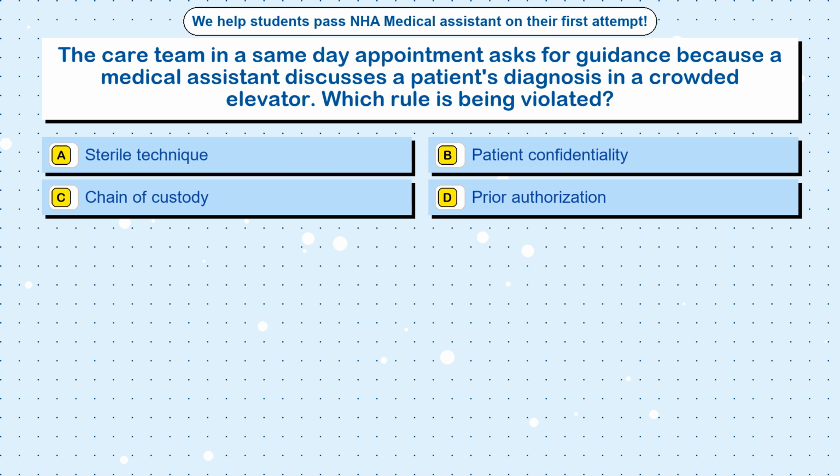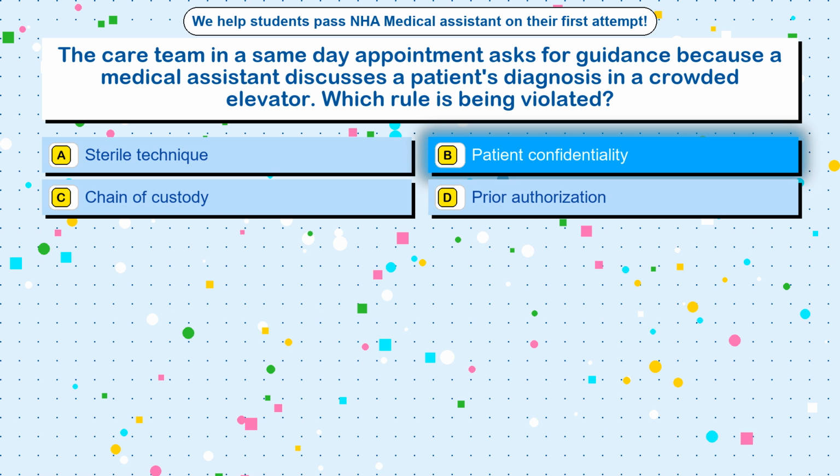Question 100. The care team in a same-day appointment asks for guidance because a medical assistant discusses a patient's diagnosis in a crowded elevator. Which rule is being violated? Option A, sterile technique. Option B, patient confidentiality. Option C, chain of custody. Option D, prior authorization. The correct answer is option B, patient confidentiality.